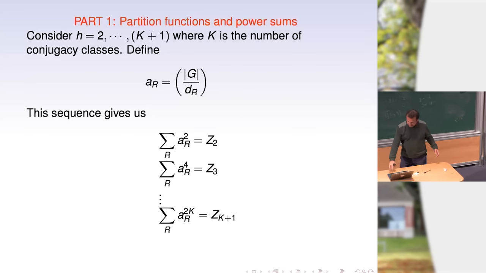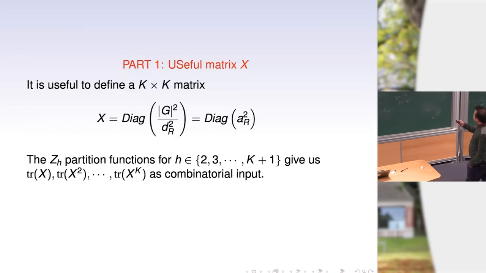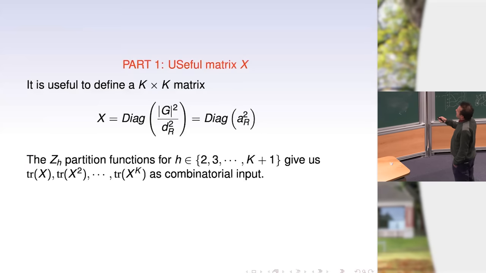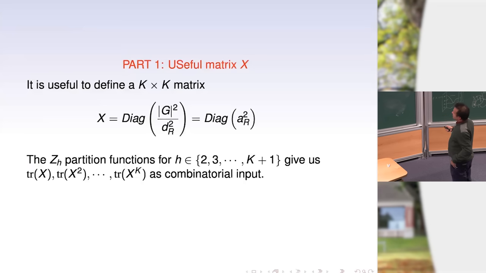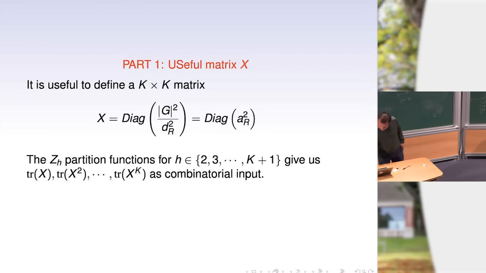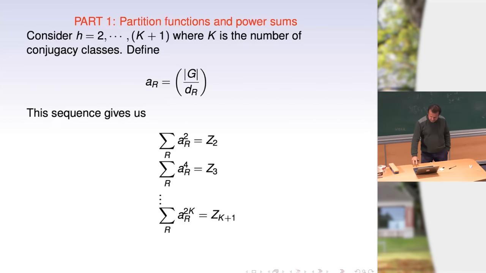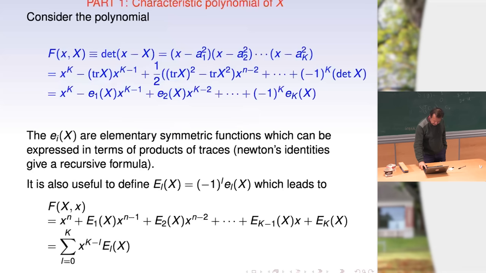And this is combinatorial data that you can use. And so that's a kind of a known thing one can do. Just to describe what it is, you can think about a matrix, which is a diagonal matrix, which contains all these integers of interest. And a priori you don't know these integers, but you know trace X is the sum of AR squared, trace X squared is the sum of AR to the 4, and so on. So basically these things that you see here are these power sums. And you want to use these power sums to find these integers.